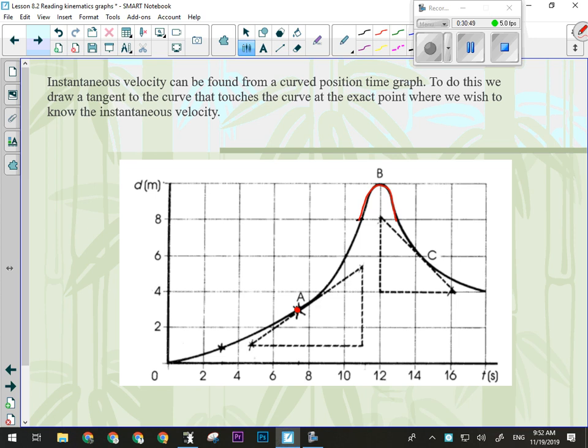Now, what I have to remember is that because this is a position time graph, the slope of the line represents velocity. But the slope on a curve is always changing. So here's what I have to explain to you.